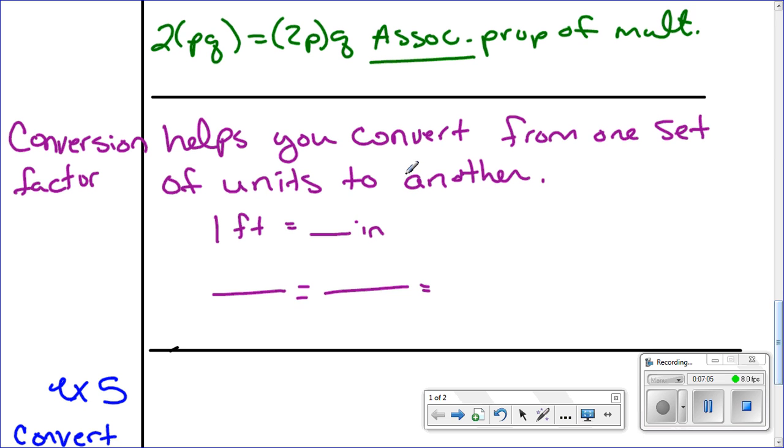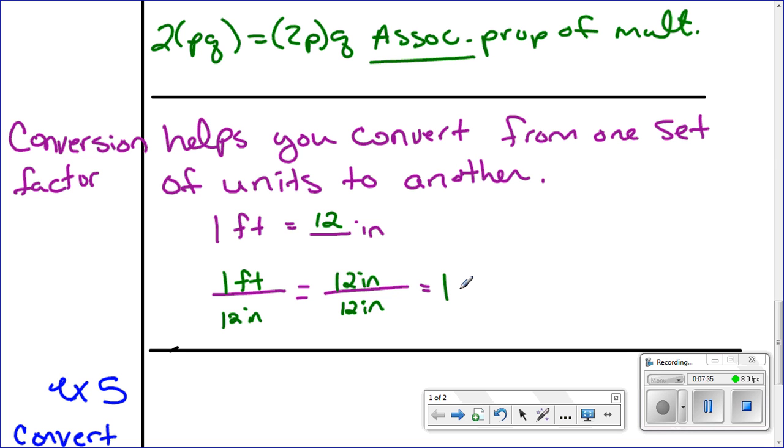Conversion factor. It helps you convert from one set of units to another. From 1 foot, well, 1 foot is the same thing as 12 inches, right? So one way that we can write this is 1 foot over 12 inches. Well, since 1 foot is the same thing as 12 inches, we can substitute it in, and we get 12 divided by 12 is 1.